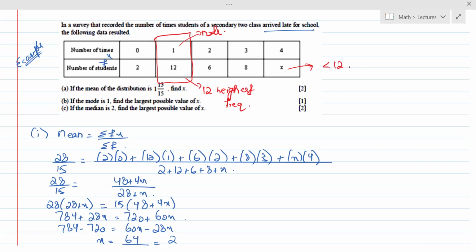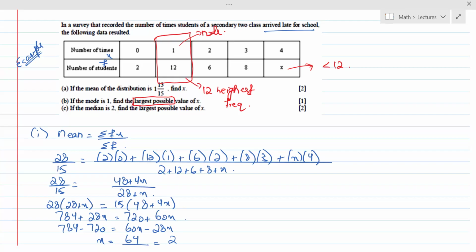And if x has to be less than 12, then for all the values which are less than 12, we have to pick the largest possible. So less than 12 means x can be 11, 10, 9, 8, 7, 6, 5, 4, 3, 2, 1, and 0 as well. There can be a possibility that there will be 0 students making 4 mistakes. So out of all these values going from 11 till 1, the greatest possible value would be 11. So the mode in this case is always 1 less than the highest frequency.